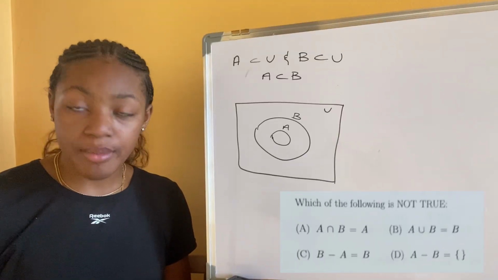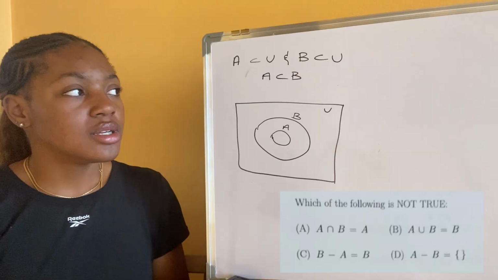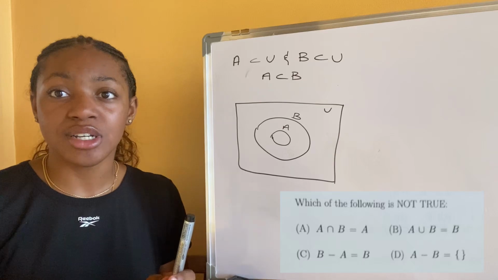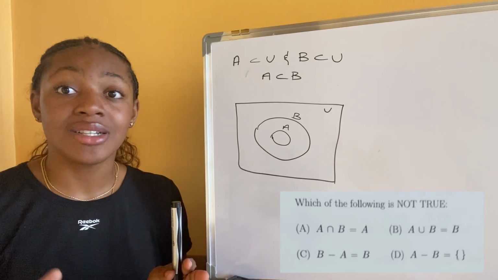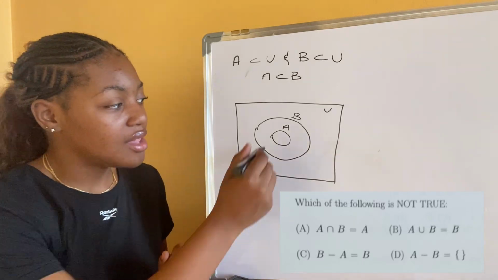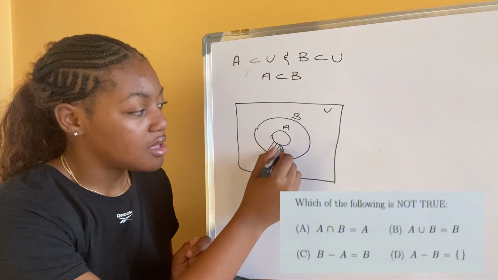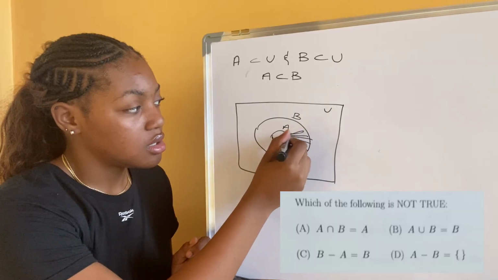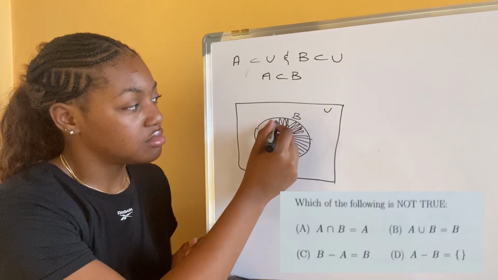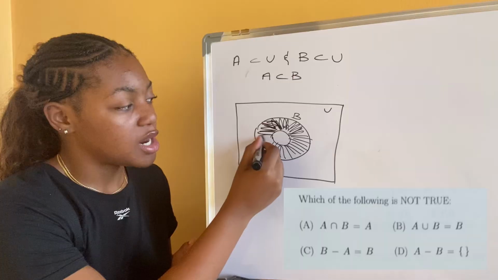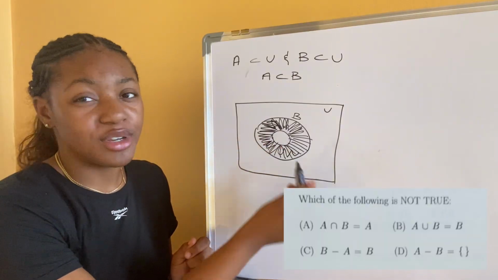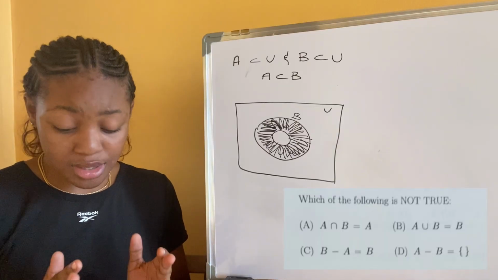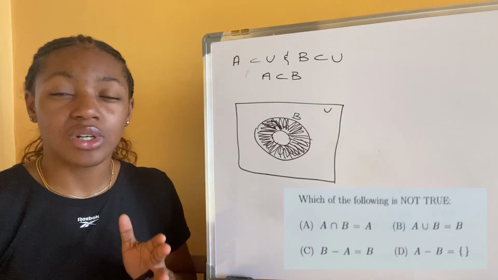Option C, B minus A equal B. So B minus A simply means that we're considering the elements of B that are not in A. So that would mean that it's B minus everything in A. So we're going to shade this part. We're not going to shade A, which is in the middle. So option C is telling us B minus A is equal to B.